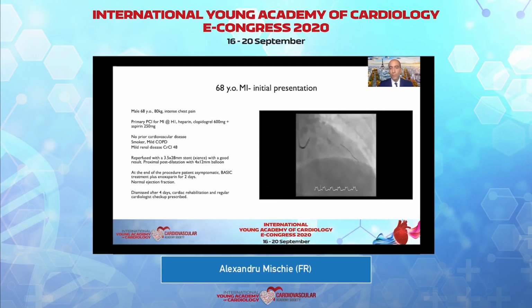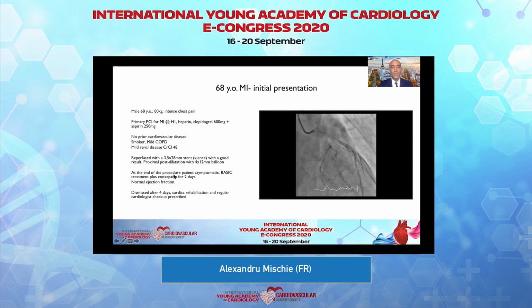He has a normal right coronary artery, but he has an anterior STEMI, which I was able to stent by a long DES in the LAD. So this was a primary PCI for myocardial infarction in the first hour. The patient received clopidogrel and aspirin and heparin. He had no prior cardiovascular disease. He was a smoker, mild COPD. He had a mild renal disease at 48. So he was reperfused with a Xience stent.